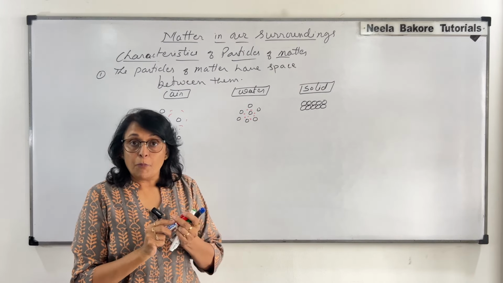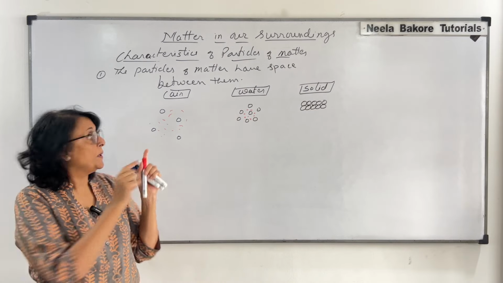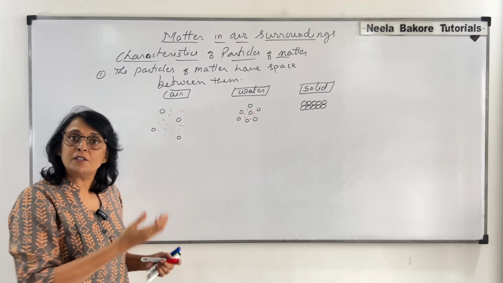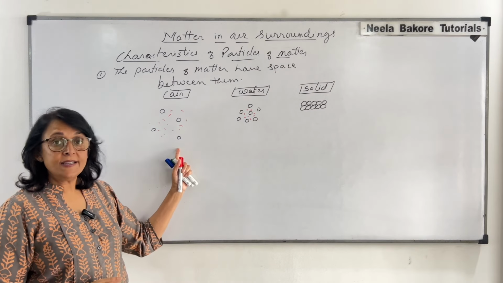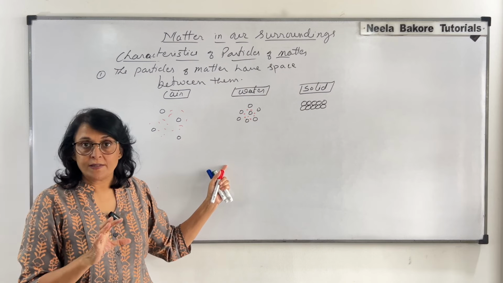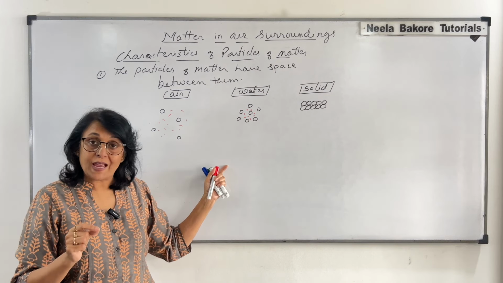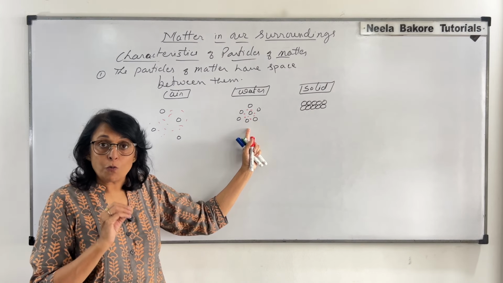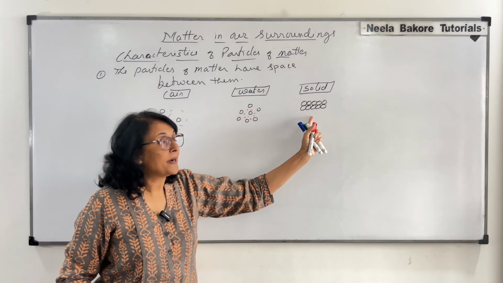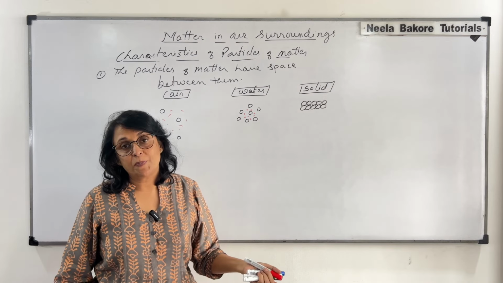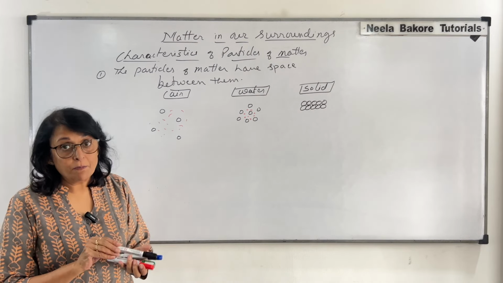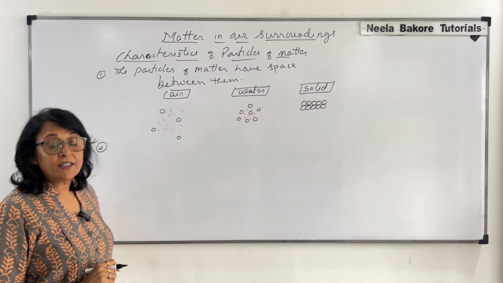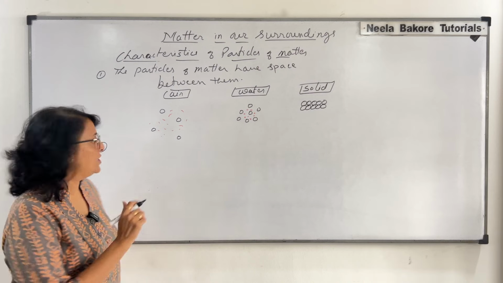So the point is, if the space between the particles is more, then movement between the particles becomes easier. Gases have maximum spaces, or you can say particles of gas will have maximum space. Particles of liquid like water will have less space, and particles of solid, they do not have space. This is one property. The second property is, the particles of matter, they attract each other.